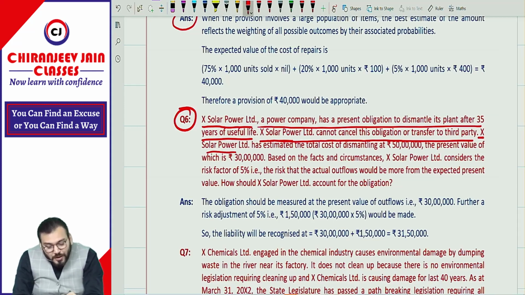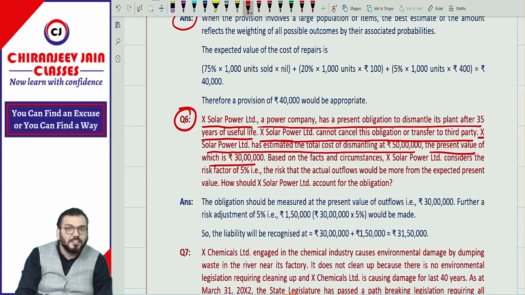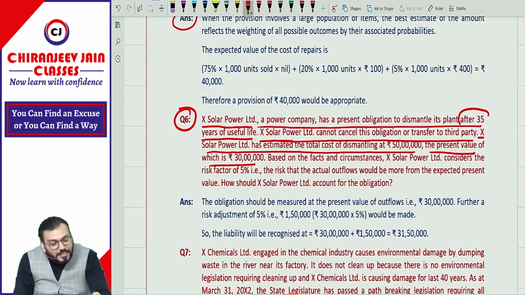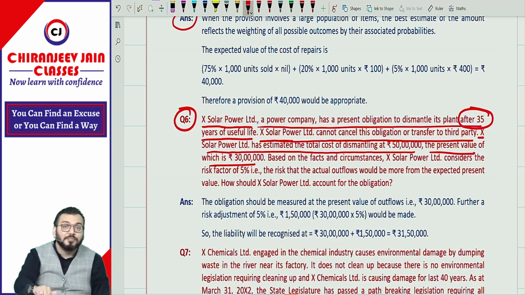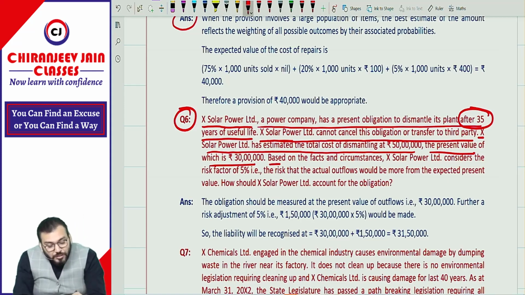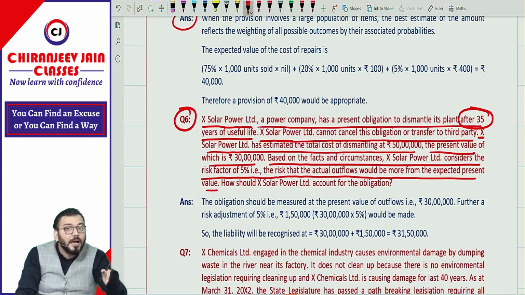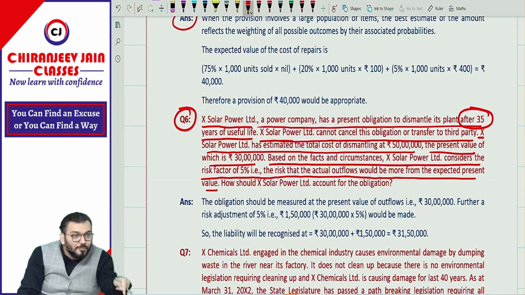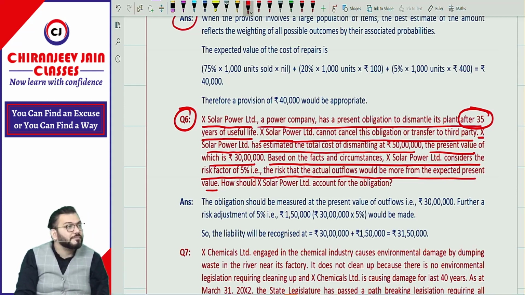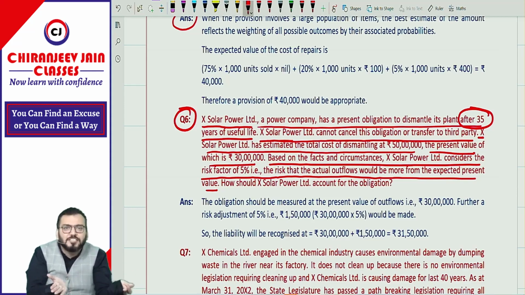X Solar Power Limited has estimated that total cost of dismantling is 50 lakh and the present value is 30 lakh. So will you consider 50 or 30? 30 lakh, because the time value of money is material, 35 years. They have given present value. Based on the facts and circumstances, X Limited considers the risk factor is 5%, that risk that actual outflow would be more than expected present value. So it means the amount will actually be 5% more. So we need to add 5% to 30 lakh. That will be the amount of provision.